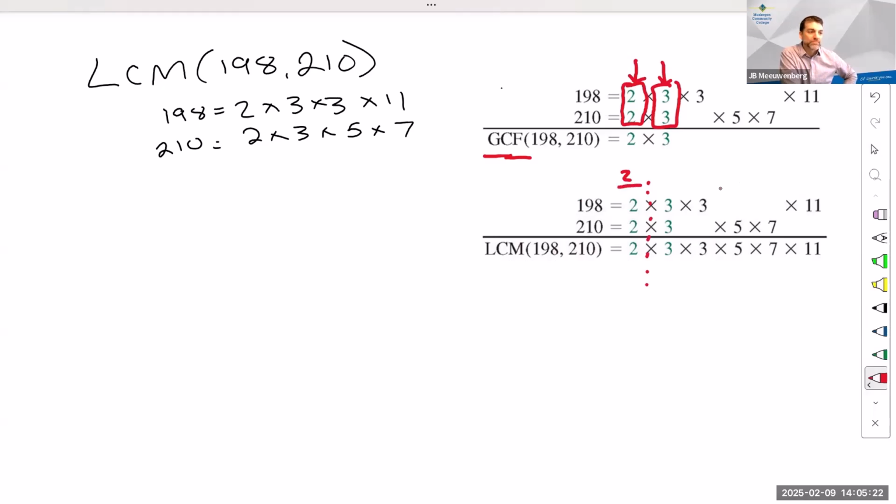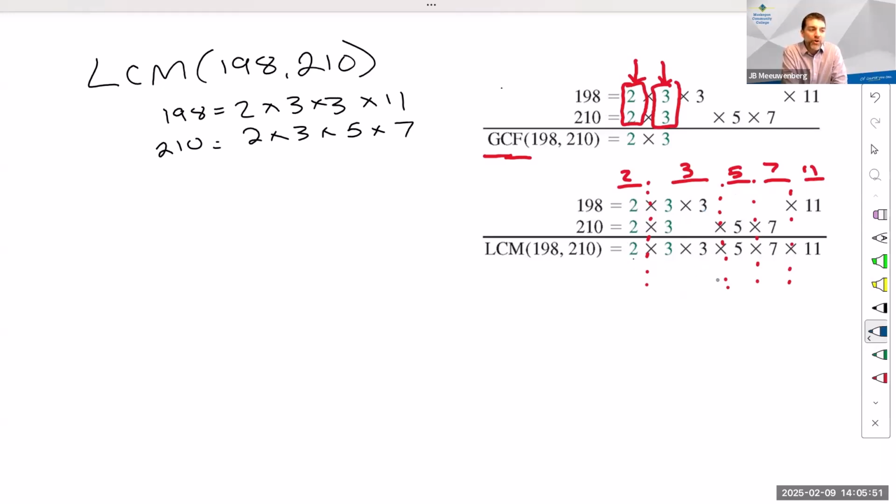Here's our 2 section. Here's our section of 3s. Here are our 5s, 7s, and 11s. But when we're finding the least common multiple, we just drop them all down. We have 2s, we have 3s, we have another 3, we have 5s, 7s, and 11s.